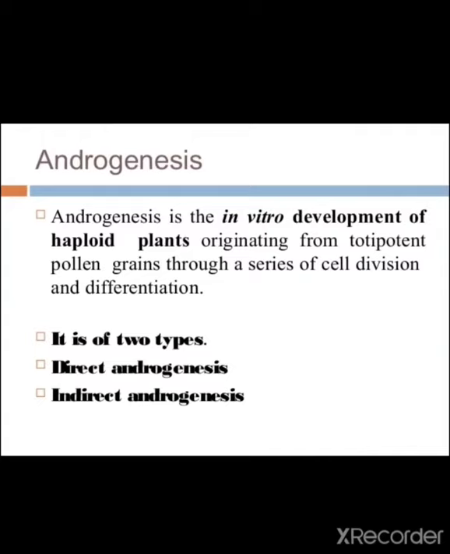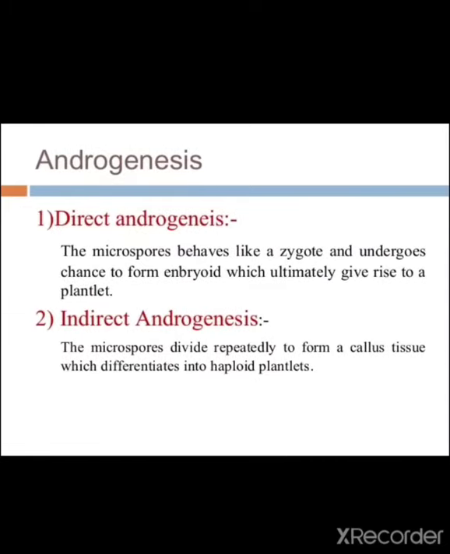Androgenesis is basically of two types: direct androgenesis and indirect androgenesis. First, direct androgenesis: the microspores behave like a zygote and undergo a change to form an embryoid, which ultimately gives rise to a plantlet. Indirect androgenesis: the microspore divides repeatedly to form a callus-like tissue which differentiates into haploid plantlets.